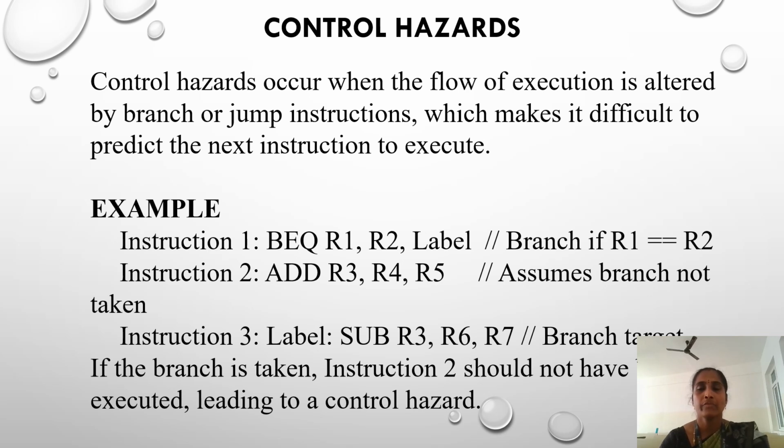The second hazard is control hazards. Control hazards occur when the flow of execution is altered by branch or jump instructions, which makes it difficult to predict the instruction to execute. For example, here we use the branch equal instruction. Here we check whether R1 is equal to R2. In instruction 2 we are doing addition. Instruction 3 is a label. So if the branch is taken, then instruction 2 should not be executed, leading to control hazard. So we have solutions for control hazards too.